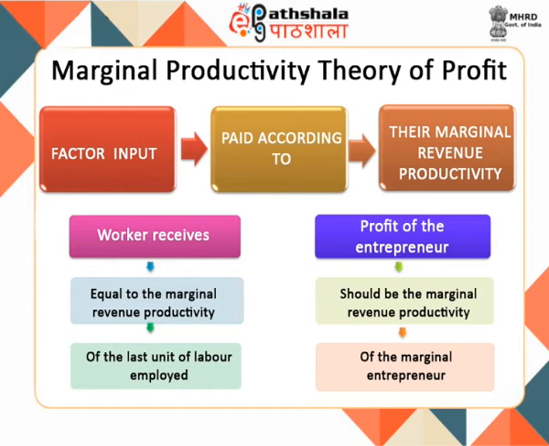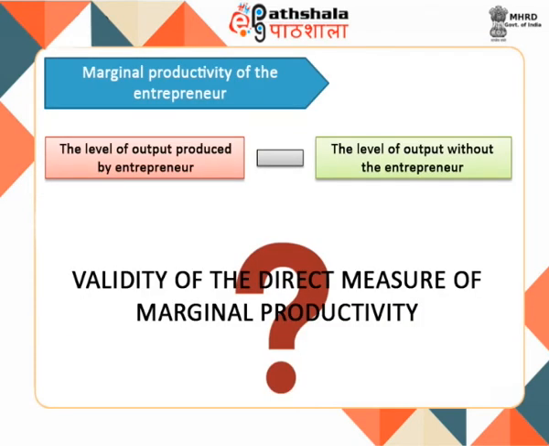Marginal productivity theory suggests that any factor input is paid according to its marginal revenue productivity. For example, a worker receives a wage rate equal to the marginal revenue productivity of the last unit of labor employed. By the same logic, it can be said that the profit of the entrepreneur should be the marginal revenue productivity of the marginal entrepreneur. According to Marshall, the marginal productivity of the entrepreneur can be determined by the difference between the level of output produced by the entrepreneur and the level of output without the entrepreneur.